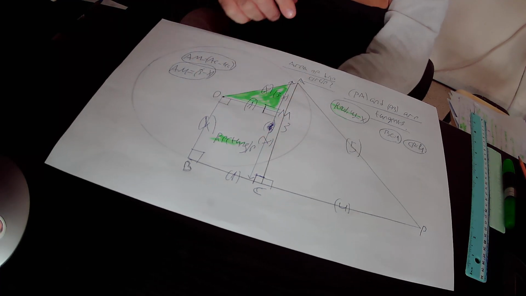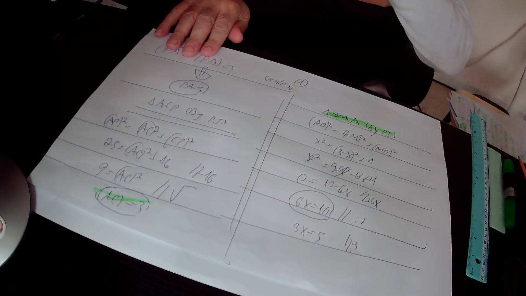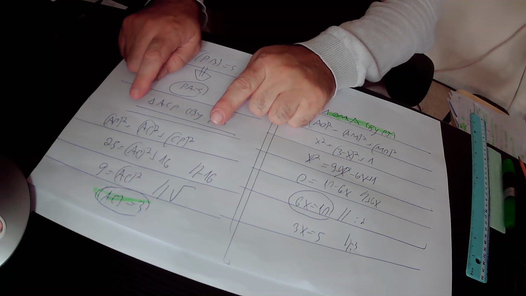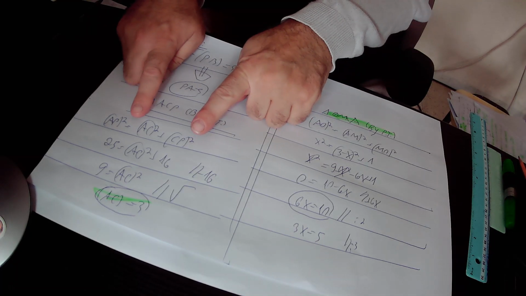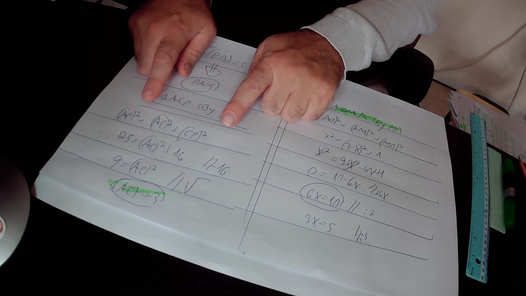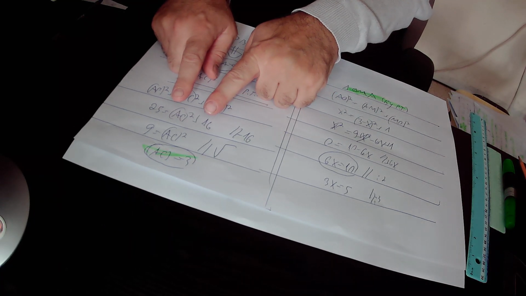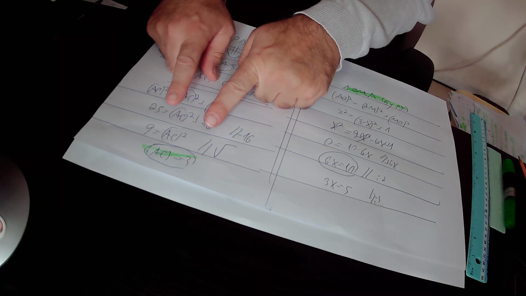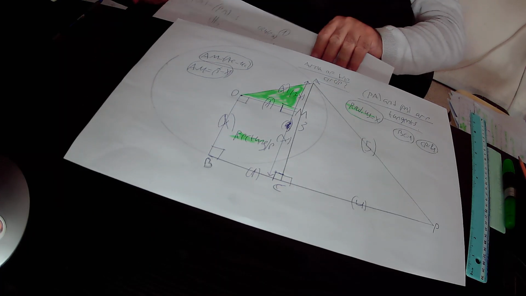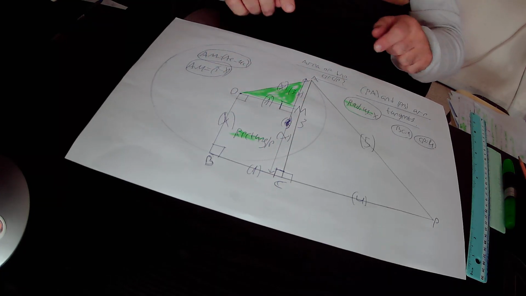So in total, we found that 25 equals AC squared plus 16. Here we subtract 16, and we find that AC squared equals 25 minus 16, that is 9. So AC squared equals 9. Taking the square root, we find that the missing side AC equals the square root of 9, that is 3. This is the missing side AC of this right triangle ACP, and it equals 3 units in length.